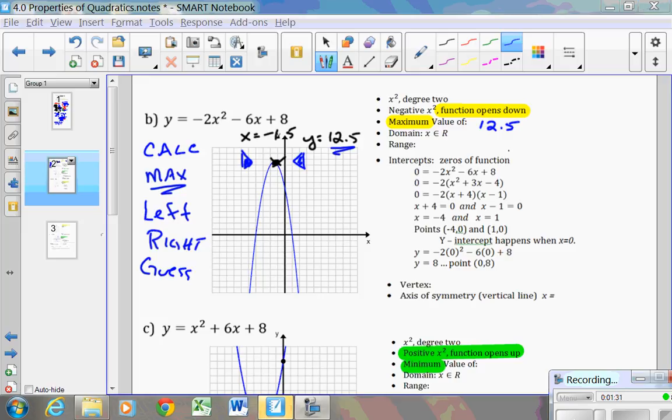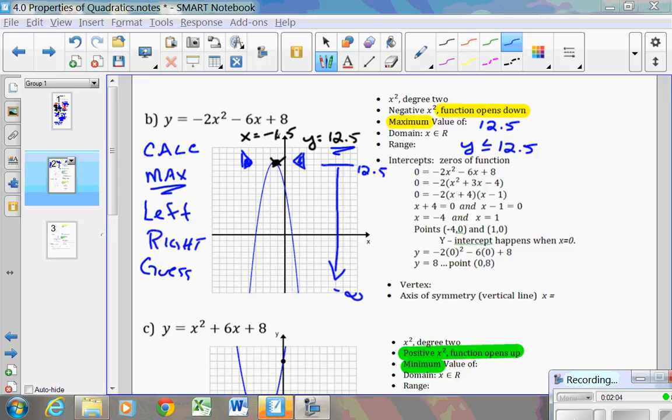And if that's the highest point, you can talk about your range then, going from 12.5 all the way down to what, negative infinity. So all of our y values are less than 12.5. So the maximum value is 12.5, and your range shows that all the values are less than 12.5 as well. Domain we skipped over. The domain of all these functions is going to be all real numbers, as there are no square roots of negatives, no dividing by 0.